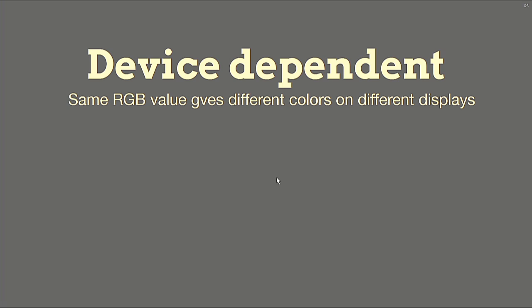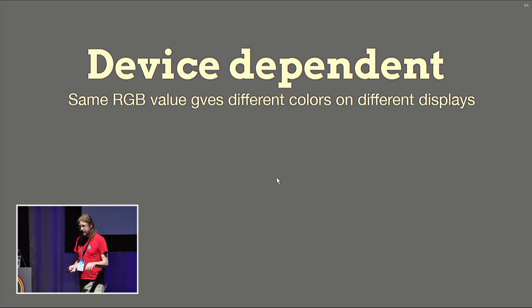Okay, so now we need to distinguish between device-dependent colors and device-independent. So device-dependent is kind of what we use. We have this RGB value, and it looks different on my screen, and it looks different on your screen, it looks different on the projector. Have you ever seen people say, these colors look great on my monitor, but on the projector they seem to be all different? That's device-dependent.